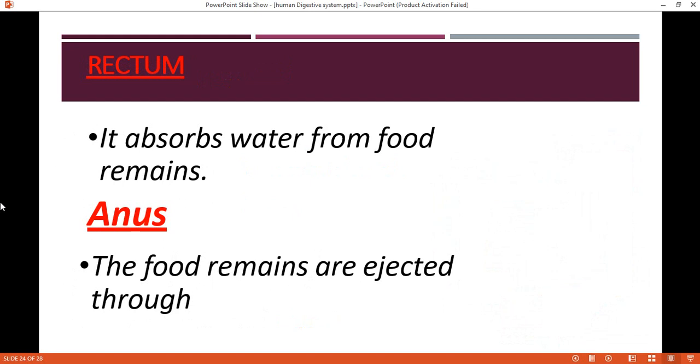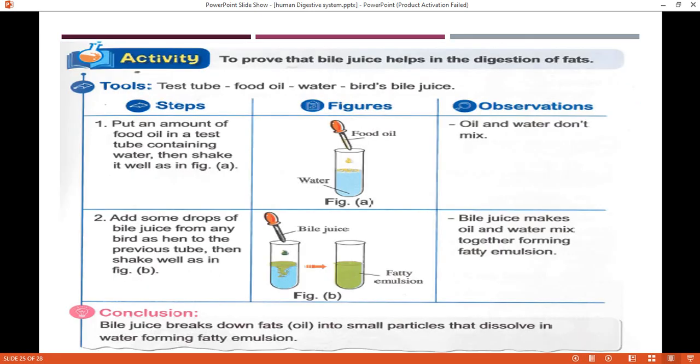Then the rectum absorbs all water from food remains, so the food remains will become a solid substance. And then the anus will eject the food remains out of our body. Do you know that humans eat between 1 and 3 kilograms of food a day? So this process happens every day. Every day the digestive system digests and absorbs food. How fascinating, really, it's so incredible, this system.